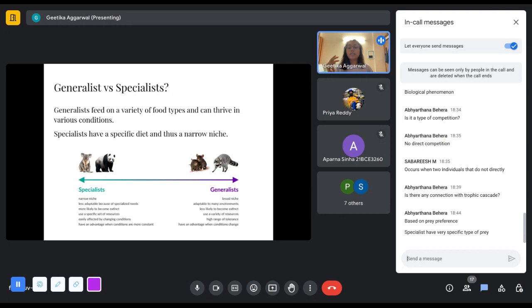Specialists have an advantage if the conditions are very constant, because in those cases, the specialists can very efficiently feed on that one resource that they are specialized to feed on. The generalists will have an advantage if the conditions are changing because they can easily adapt to all of this. Is it clear what is the difference between a generalist species versus a specialist species?